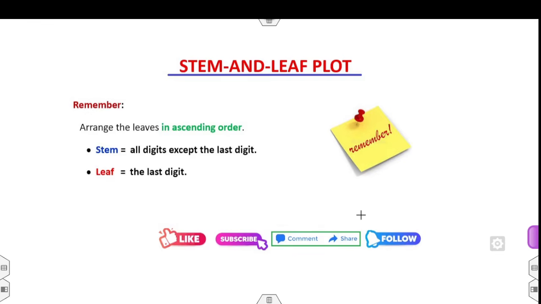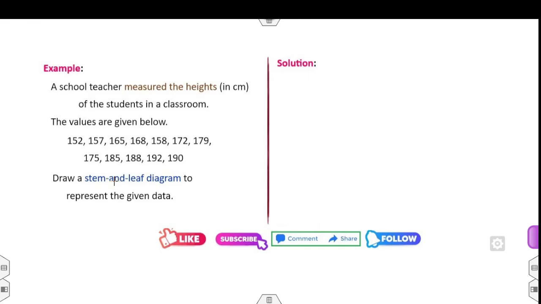If I quickly recall, whenever you have stem and leaf plot information, you always write the data in ascending order, and the numbers except the last digit we call the stem and the last digit we call the leaf. So I will explain with the help of examples.